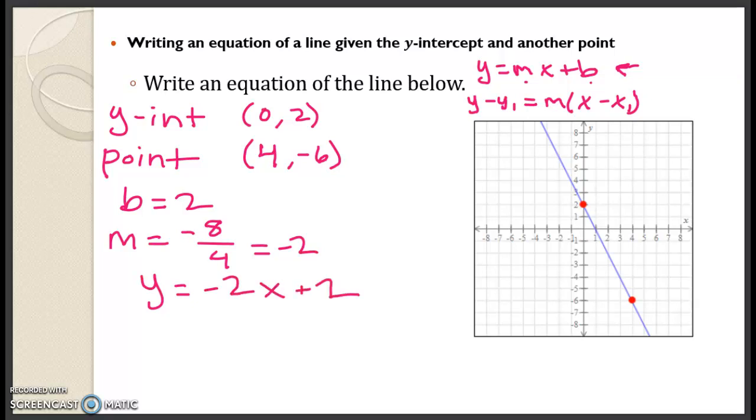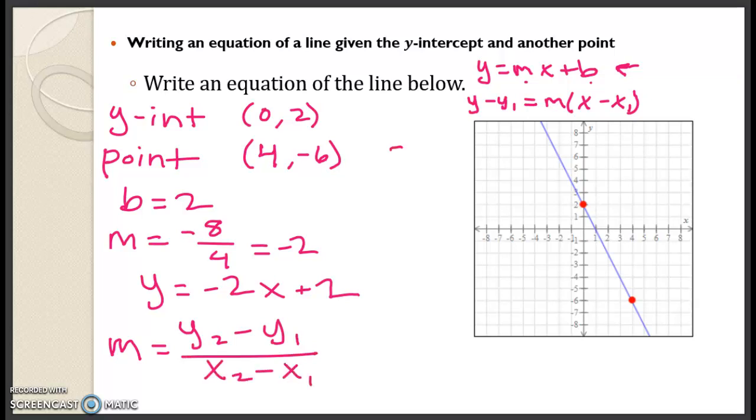Now let's say I'm not given the graph, right? Well, I know my y-intercept. If I'm given my y-intercept, I already know b. I have 2 points, and remember, our slope also equals y2 minus y1 over x2 minus x1.